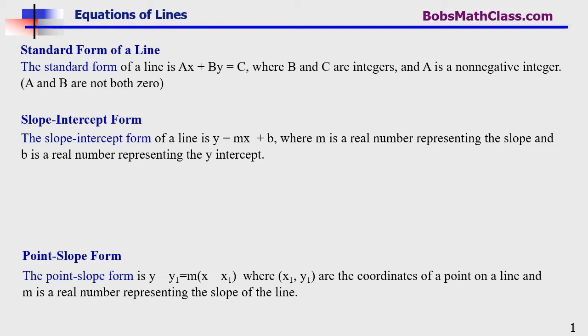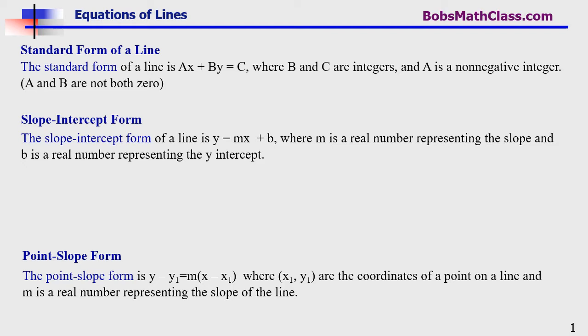Okay. Slope-intercept form is y equals mx plus b, where m is a real number representing the slope, and b is a real number representing the y-intercept. And the third form, we won't really use too much in this video. It is another method, but I'm going to use the slope-intercept form in this video. So point-slope form, there may be another video coming on that form.